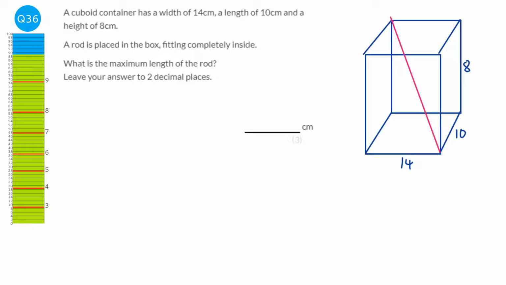So first of all we have to work out what this length here will be, and then we can use the fact that this is 8 here and work out what the length of the diagonal is. So I'm going to call this x, and I'm going to call the diagonal y, just so we've got something to refer to in our working out. And it might be helpful that this side here is 10. So we've got a right angle triangle, because this is right angled here, and we're looking for the value of x.